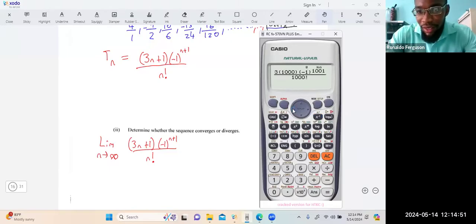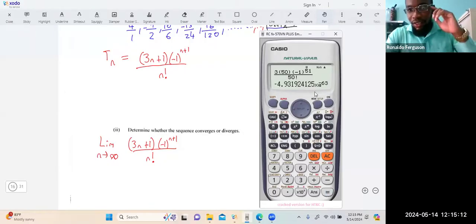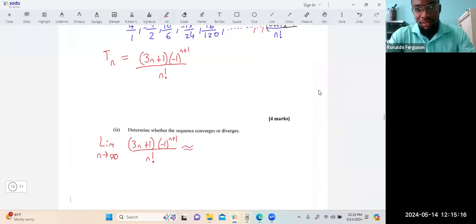Well, the calculator can't go that far. Let me put 100. Can't go so far either. That's crazy. 50, 51, 50. Yeah, it converges. This is very small. So in this case, it's very small, right? So therefore it converges.